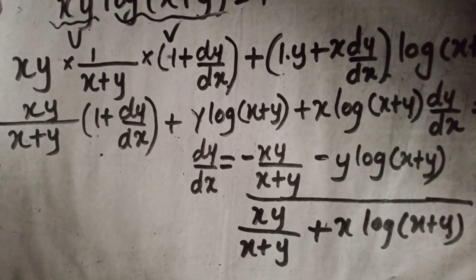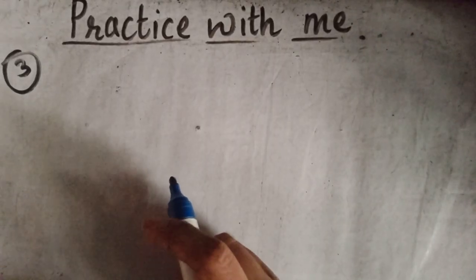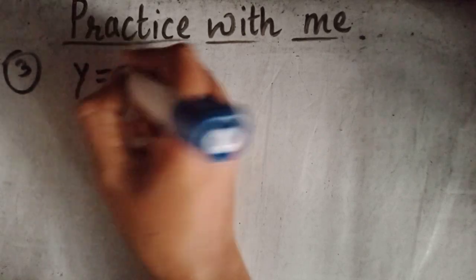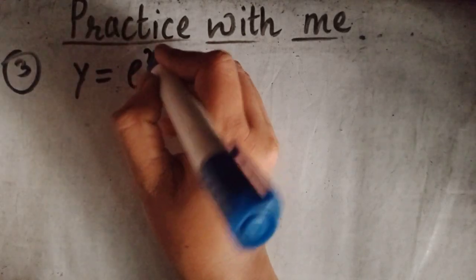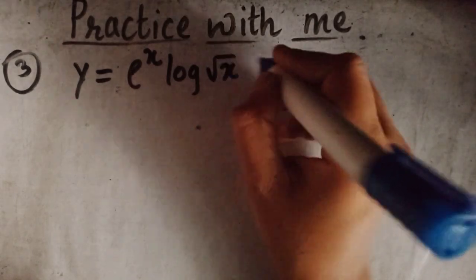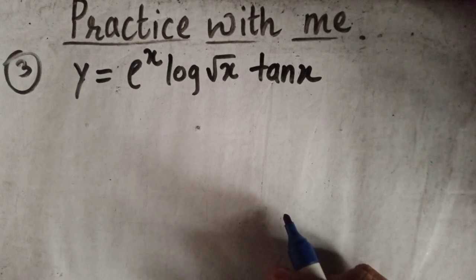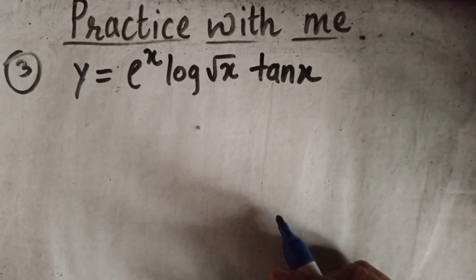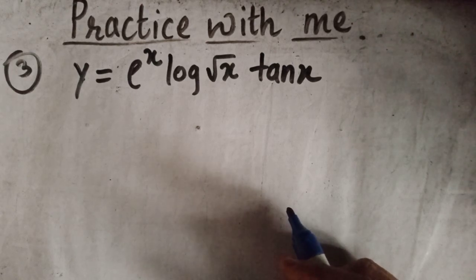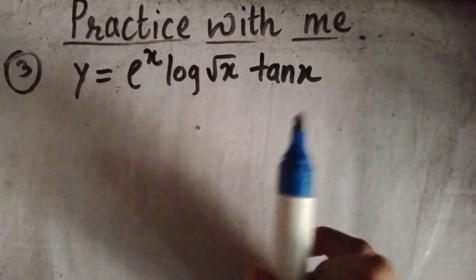Okay, next question. You have to differentiate y equal to e raised to x log of root of x and tan of x. Okay, so these are functions which are multiplied, so you have to use the chain rule. This is function 1, function 2 and function 3.